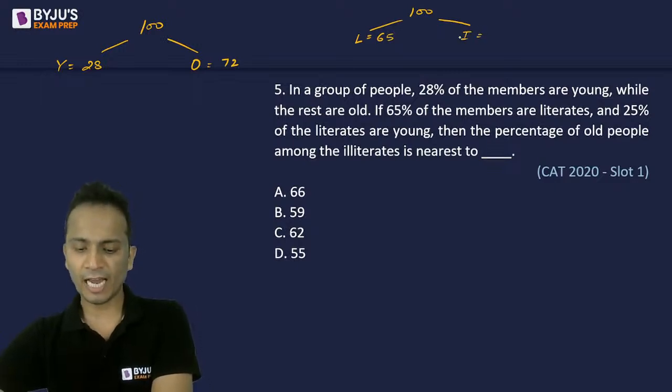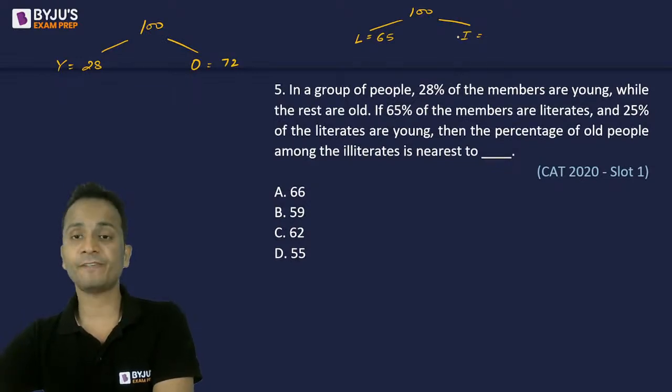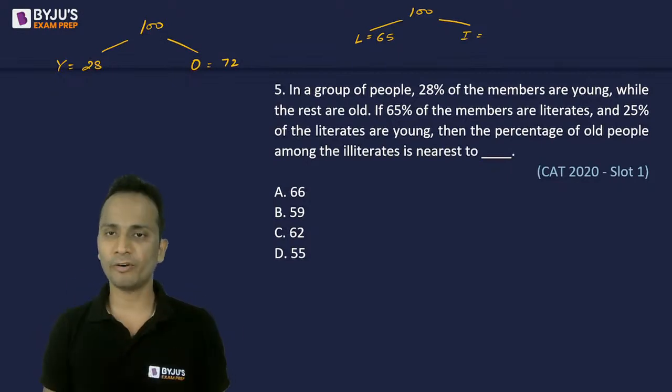Okay, 59 and 66. Two answers. Shimam also says 59 is the correct answer. Chaliye. So what I'm assuming is I'm assuming total number of people as 100.